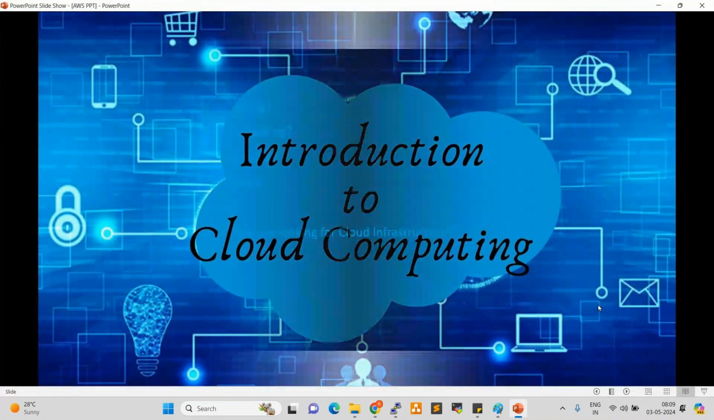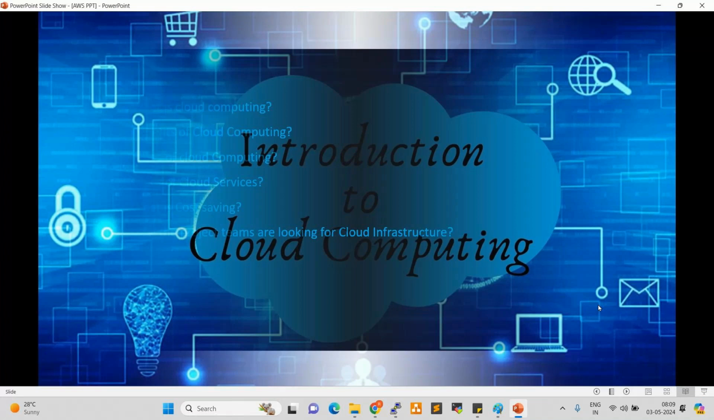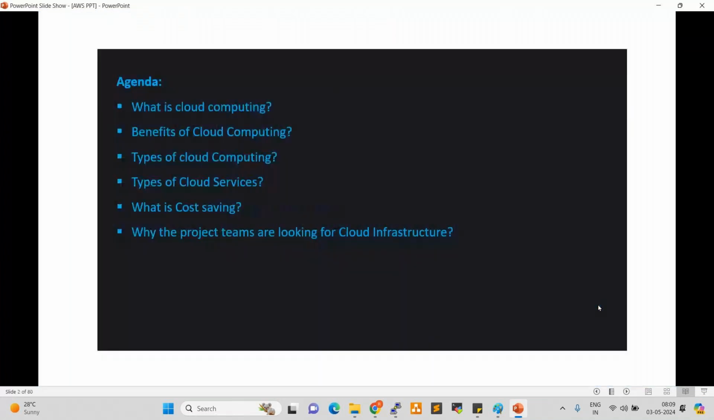So today's agenda is: what is cloud computing, benefits of cloud computing, types of cloud services, what is cost saving, and why the project teams are looking for cloud infrastructure. We'll discuss these one by one.